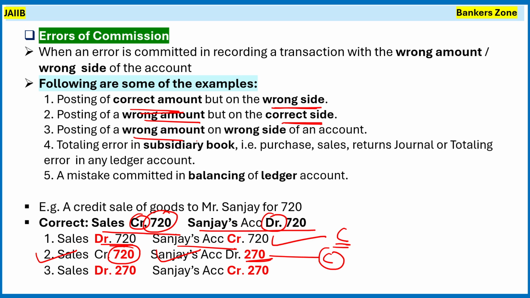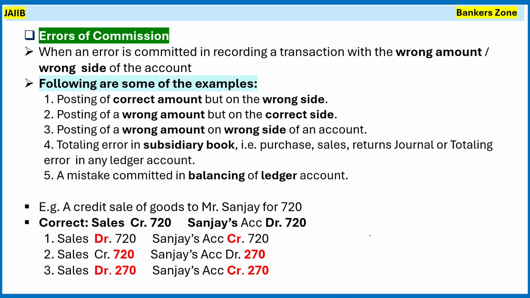Next, the amount is also wrong and the side is also wrong, right? Sales account you have credited with a wrong amount. Sanjay's account you have credited with a wrong amount. So debit and credit are vice versa mismatched, and the amount also mismatches. Both are types of the error of commission. Okay, so I repeat, very easy to remember: either you wrongly took the accounts, or you wrongly took the amount, or both can result in the error of commission.